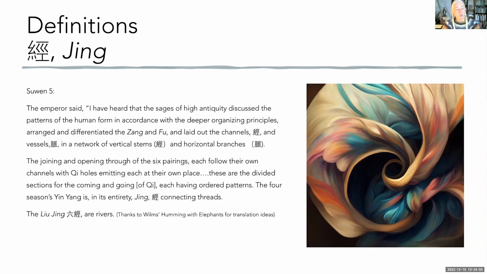The joining and opening through of the 6 pairings each follow their own channels, with qi holes emitting each at their own place.